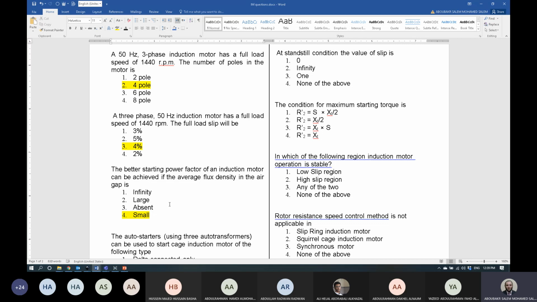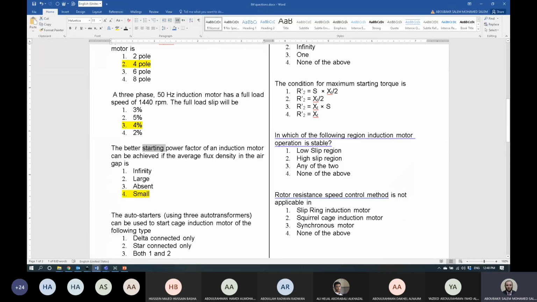Right or wrong, guys? And if the slip is very small, the equivalent R2 prime over S will be very high. For that, the power factor also will be very high. So, the right expression or the better expression to say here, the better starting power factor, not operating power factor. Okay? And this is much better compared to the previous expression, because this is more valid at start. Okay.